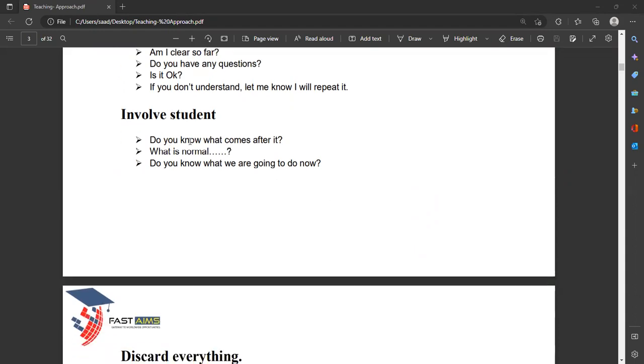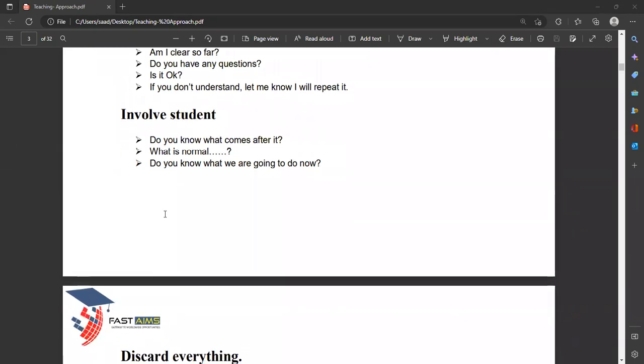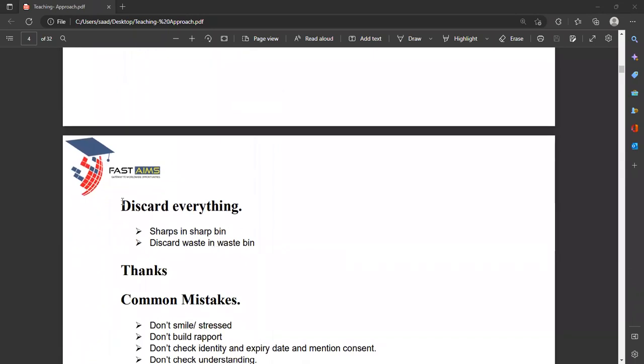So there are a few questions that you can ask, like if you don't understand, let me know, I will repeat. And if involving, what is the normal value? You can ask what is the normal glucose value in the urine, or in other scenarios as we go by. And then again, discard everything. I have seen a number of candidates perform subcutaneous teaching, and they do not discard sharps in the sharps bin.